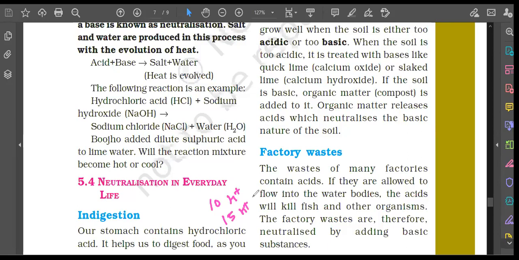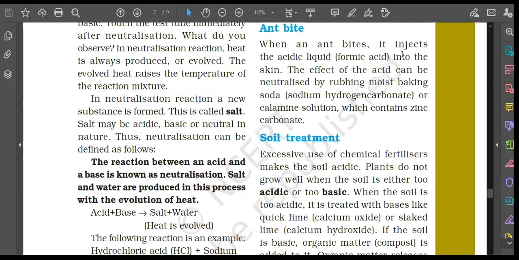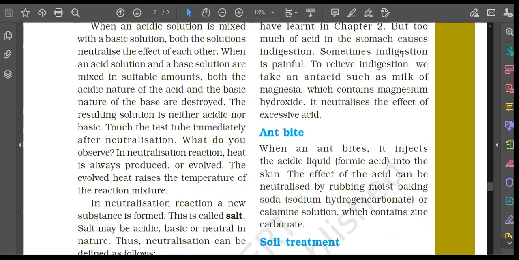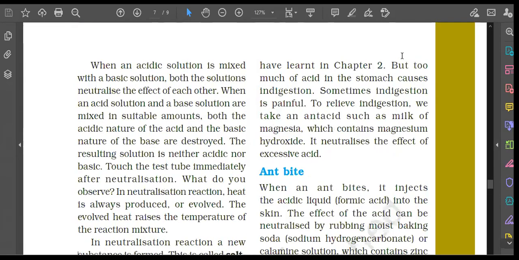We will drink Eno, right? So Eno will provide extra 5 OH minus, it will neutralize, and again we will get 10 H plus. Got it? Now you understood what happens when you drink Eno? Eno or your Digene, they contain antacid, like milk of magnesia.